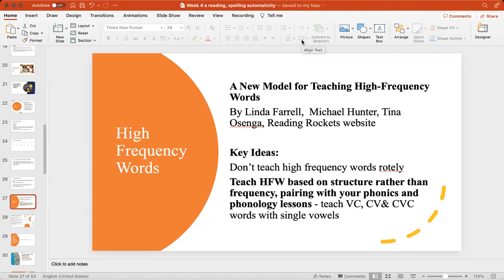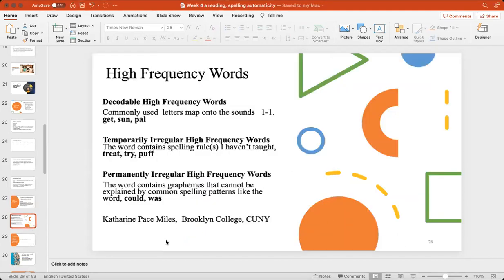So what we're trying to do is think about the words, look for whether those words follow things that we've taught our students, pair it with our lessons, and really in the words of Catherine Pace Miles, say, oh, there are some words that are decodable, which means that there's a one-to-one correspondence between the letters and the sounds.